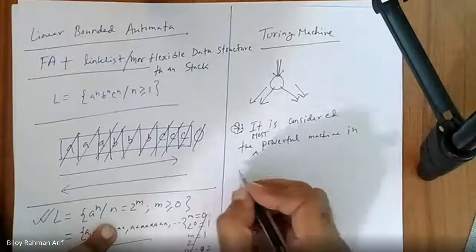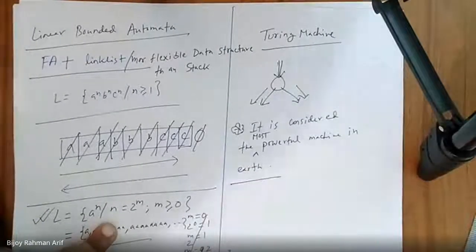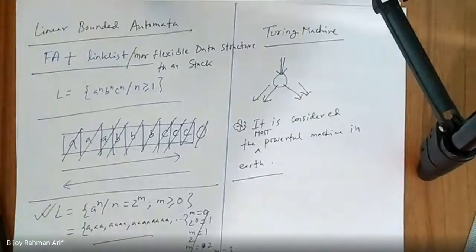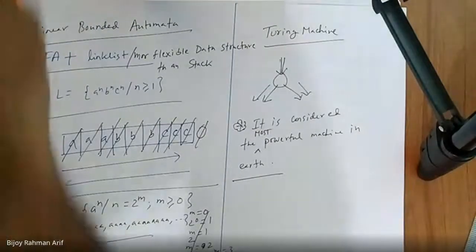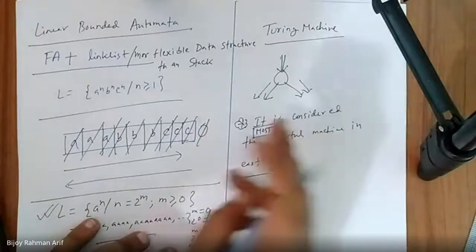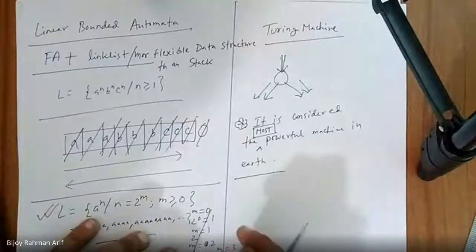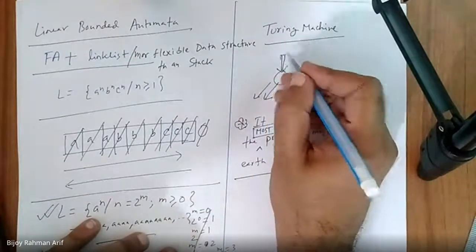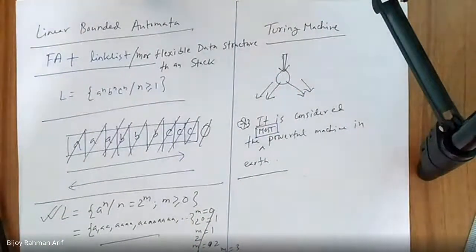It is considered the most powerful machine on earth. That means no matter how complicated a machine you are going to make, you cannot get more powerful than the Turing machine. That is the ultimate machine human beings can make. Alan Turing, in his PhD thesis, has shown that this is the ultimate machine. We cannot get a more powerful machine than the Turing machine. This is the ultimate concept.